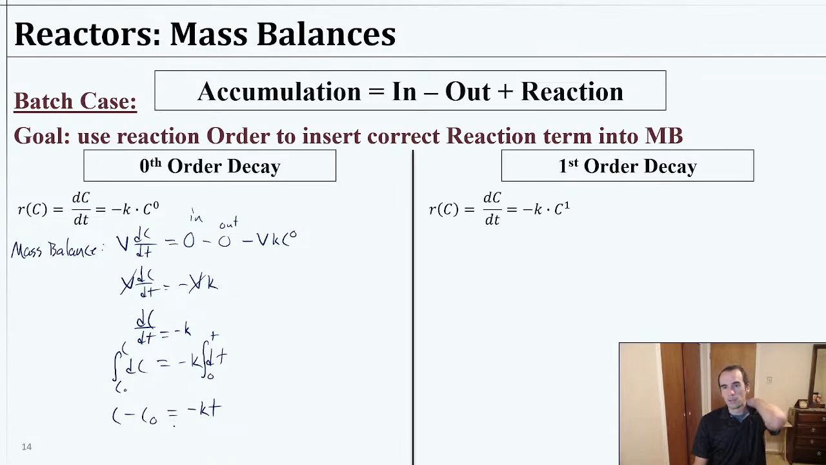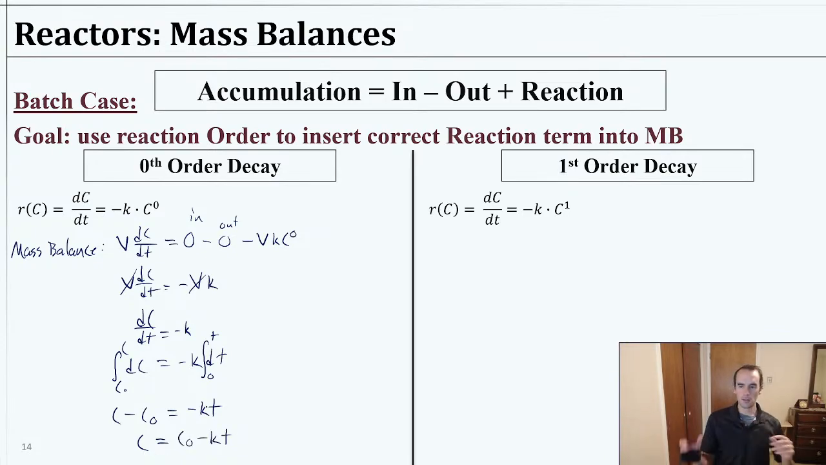When we derive a mass balance like this, we can solve it for whatever we need to. I guess the most common thing would be to solve for C, so we might put this in terms of C to say C equals C naught minus kt.